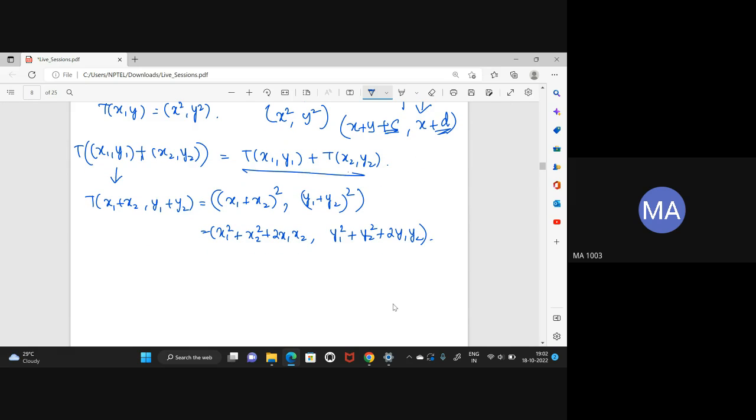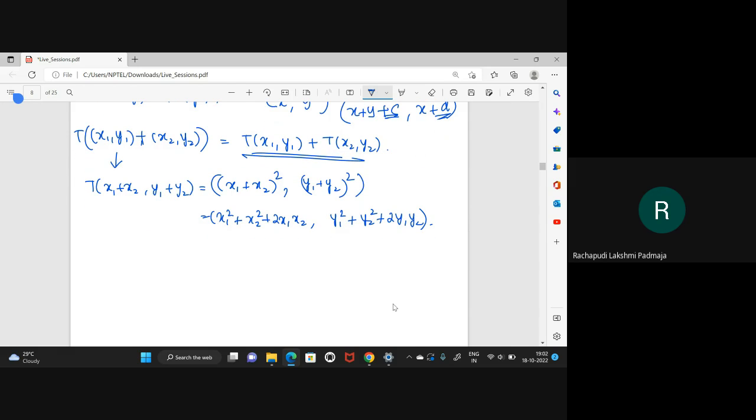What about this portion? That is x1 square. That will be x1 squared plus y1 squared, plus x2 squared, comma, y2 squared. So you see that this term is extra.